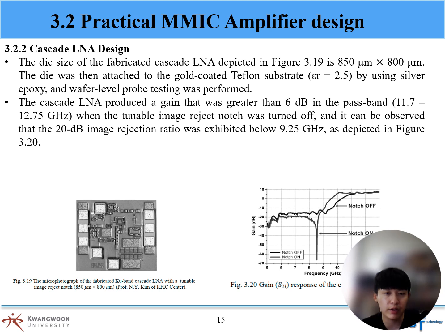The cascode LNA produced a gain that was greater than 6 dB in the passband when the tunable image reject notch was turned off, and it can be observed that a 20 dB image rejection ratio was exhibited below 9.25 GHz as depicted in Figure 3.20.